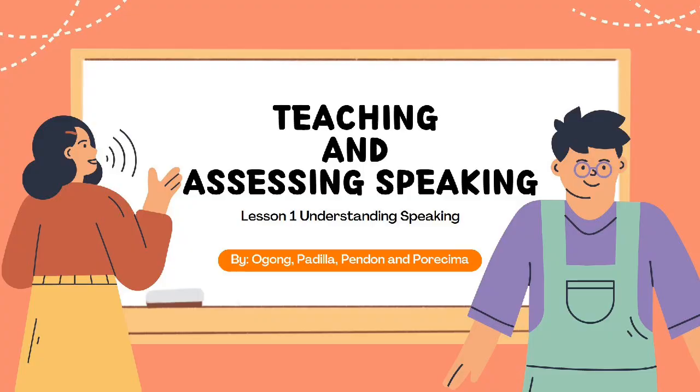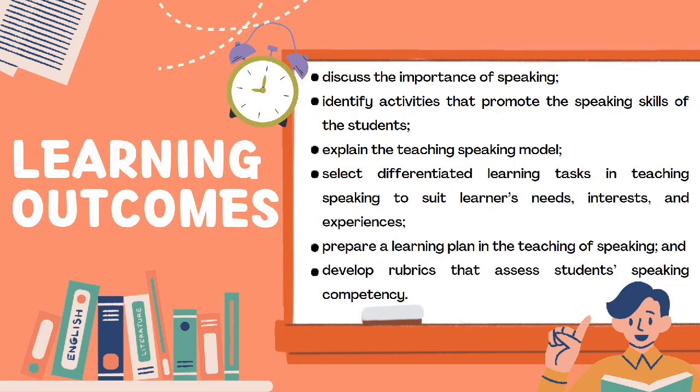So, first, discuss the importance of speaking. Identify activities that promote the speaking skills of the students. Explain the teaching speaking model. Select differentiated learning tasks in teaching speaking to suit learners' needs, interests, and experiences. Prepare a learning plan in the teaching of speaking and develop rubrics that assess students' speaking competency.